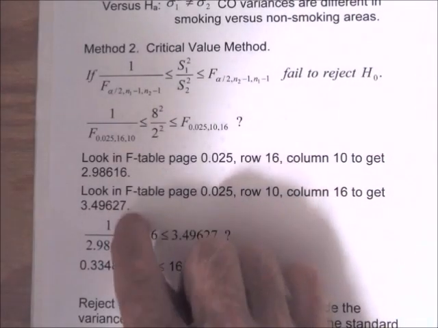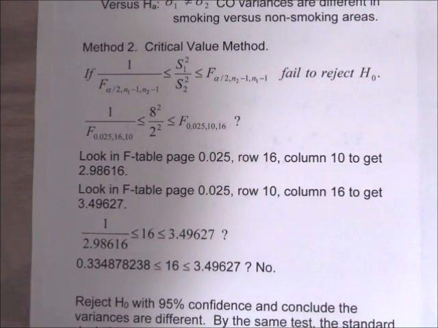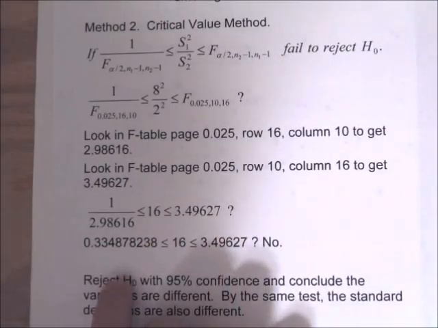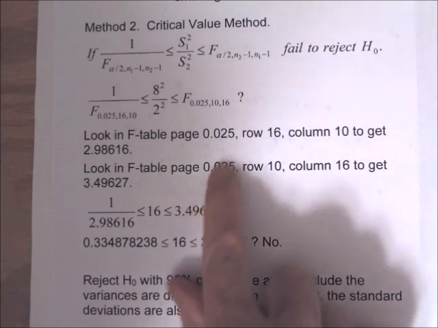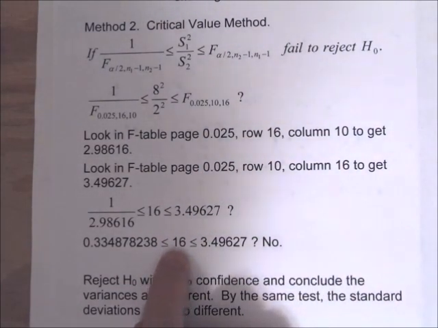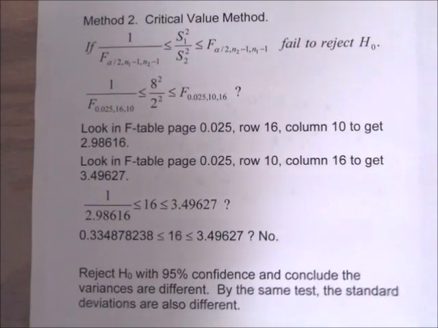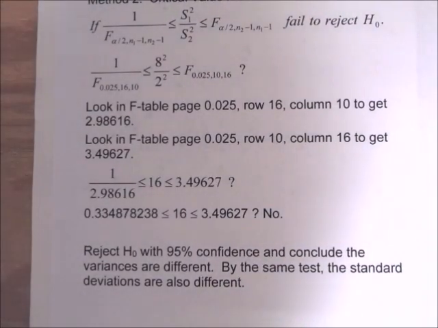The one on the left you have to divide by the number from the table. It comes out to be 0.33 approximately, and the one on the right you don't have to divide. But anyway, our test statistic is not between the two critical values, so we're pretty sure that the variances are different, and we would reach the same conclusion for the standard deviations.